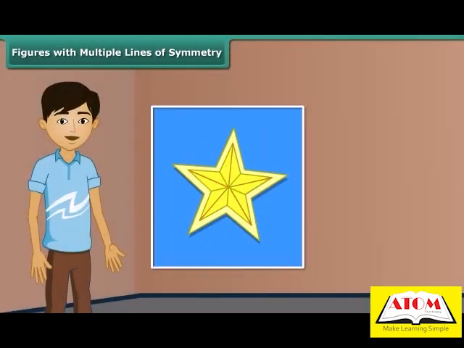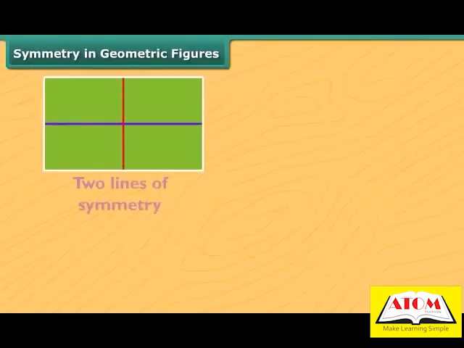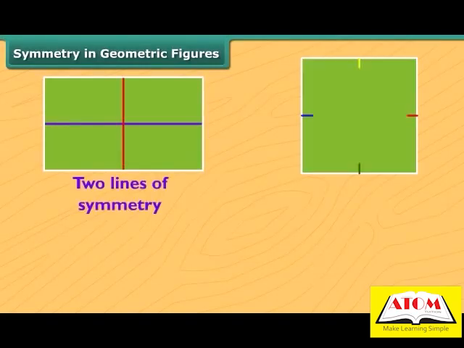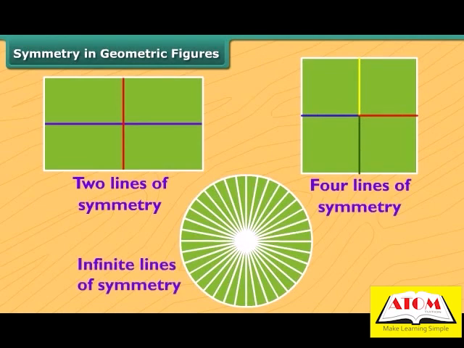Children, look at this beautiful star. You can see the star has 5 lines of symmetry. What about this pattern? How many lines of symmetry does it have? It has 6 lines of symmetry. Rectangles have 2 lines of symmetry, but a square has 4. A circle has infinite lines of symmetry.